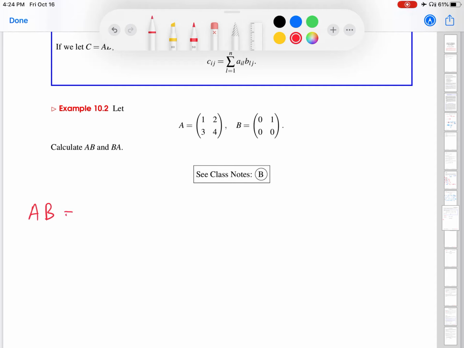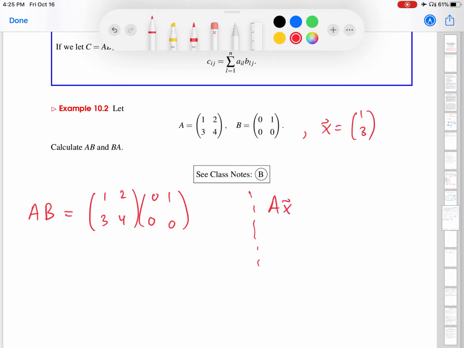So if I want to multiply the matrices A and B, let me write out what A and B are. Let me add a vector here. Let's say 1, 3. So suppose I wanted to multiply the matrix A times a vector X. I'm just going to remind you of how that goes and then draw a parallel with what we would do to multiply two matrices together.